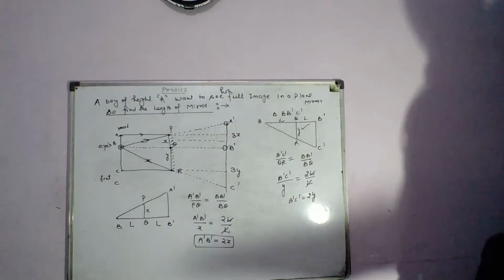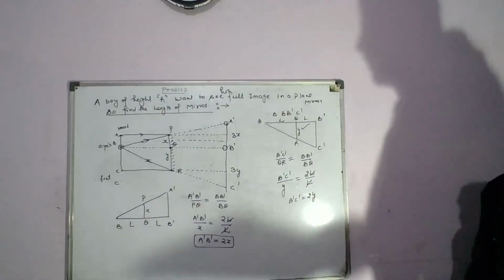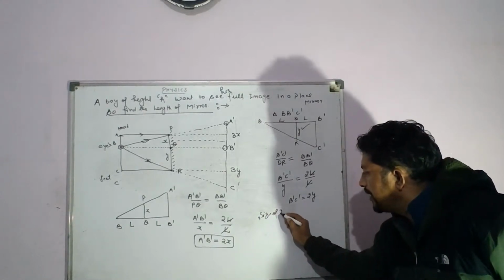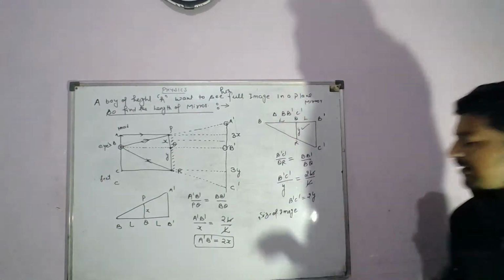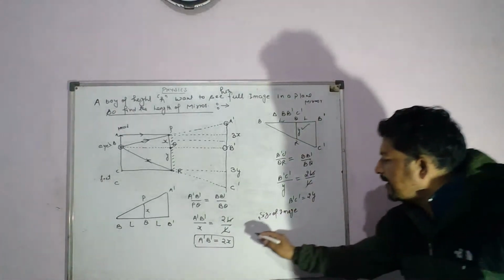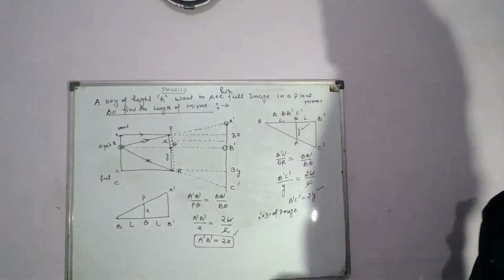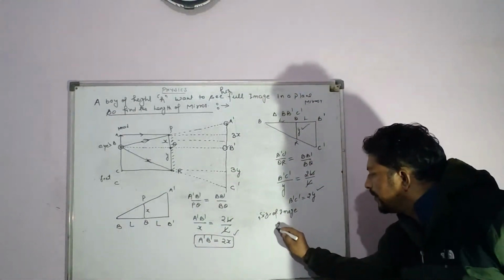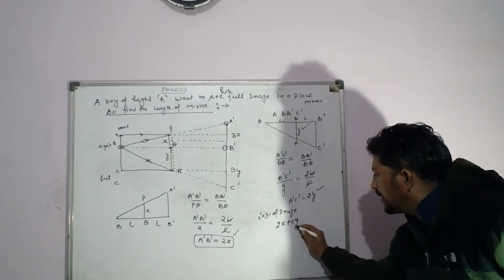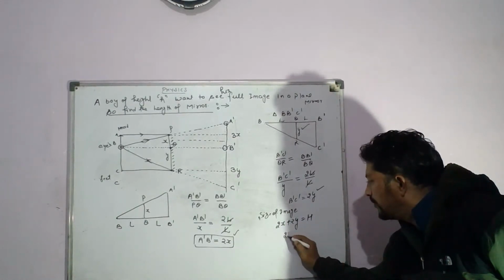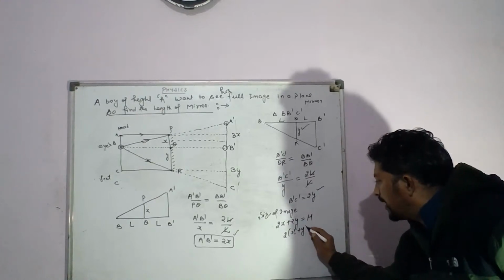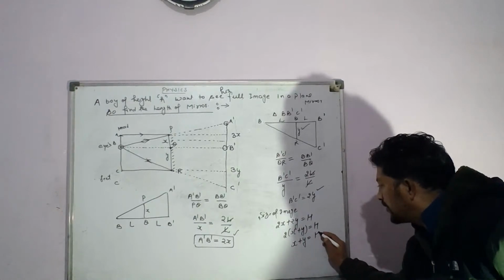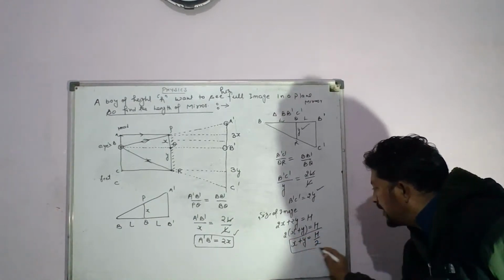So after that, what is your concept? You will find the size of the image. So how to find the size of the image? Size of the image means 2x plus 2y is equal to h, because we will find the height of the image. 2x plus 2y is equal to h. 2 remains common. x plus y is equal to h by 2. This is the right answer.